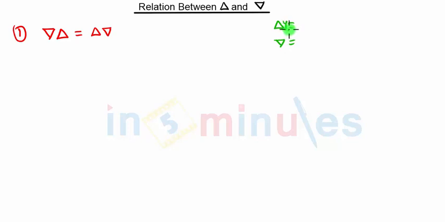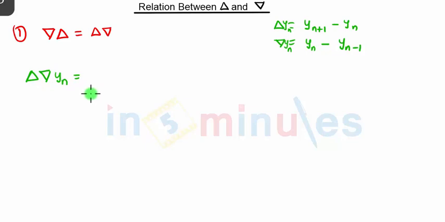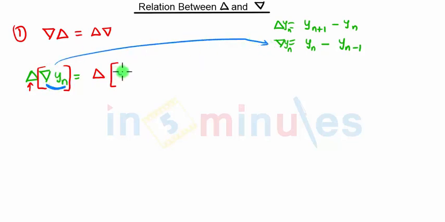So delta of y of n is equal to y of n plus 1 minus y of n, and inverted delta of y of n is nothing but y of n minus y of n minus 1. So now consider delta into inverted delta of y of n. So we have delta and inverted delta of y of n, and these are the formulas of this. So first we will consider this term, that is inverted delta of y of n. So this delta will remain as it is into inverted delta of y of n, that is the backward difference operator, is this. So y of n minus y of n minus 1.